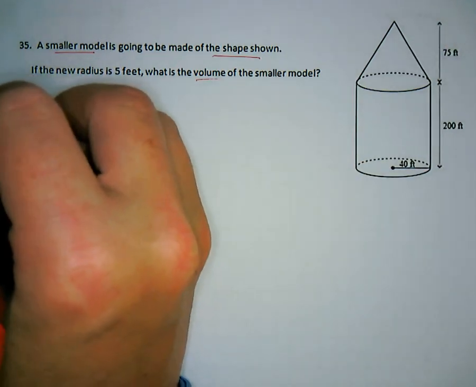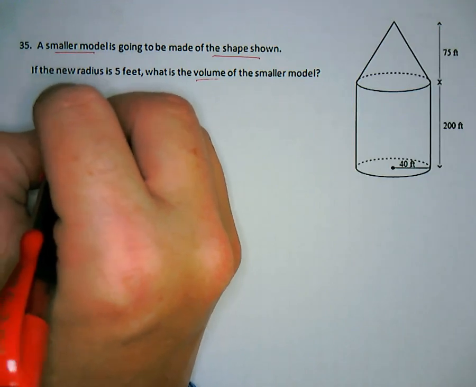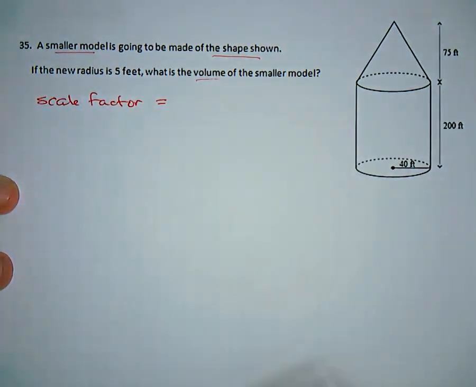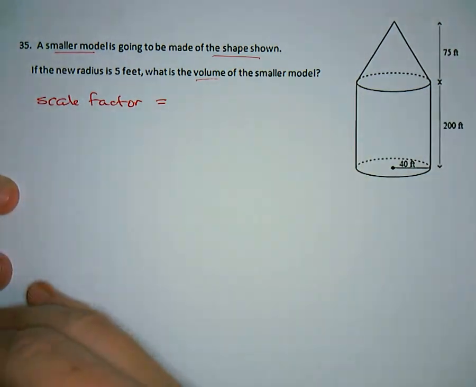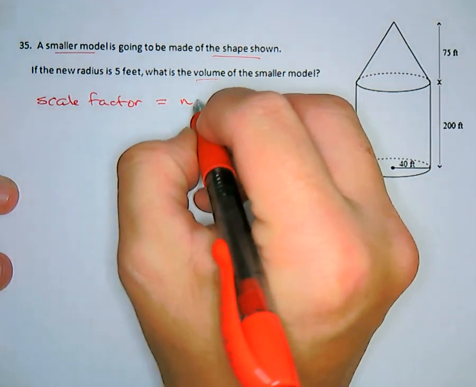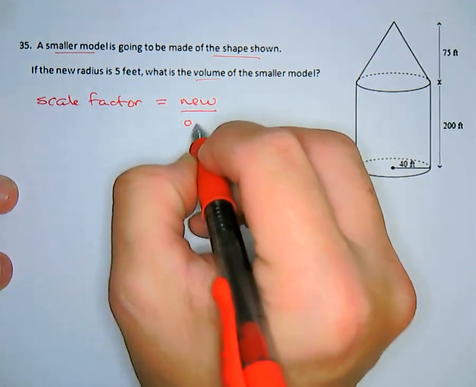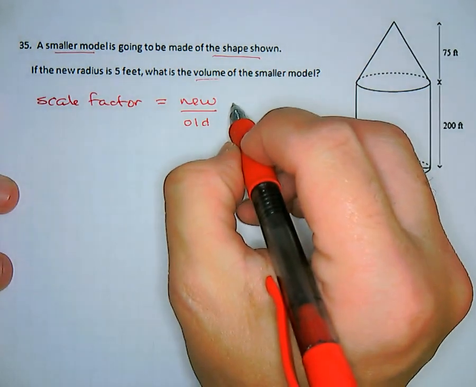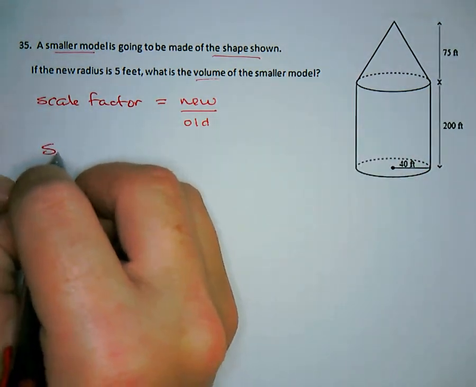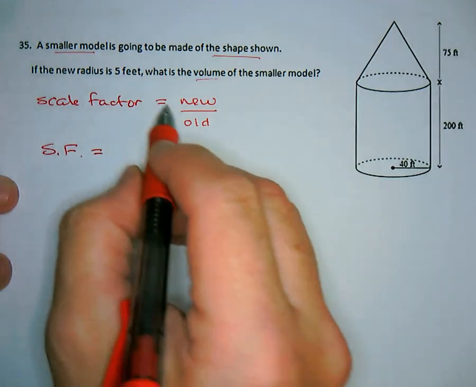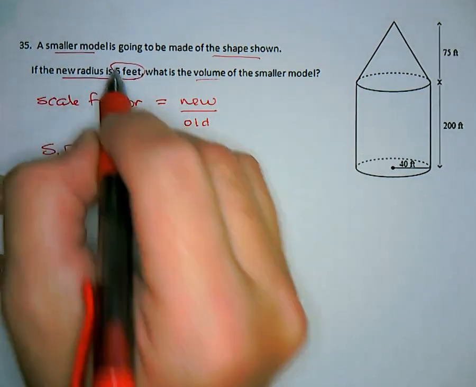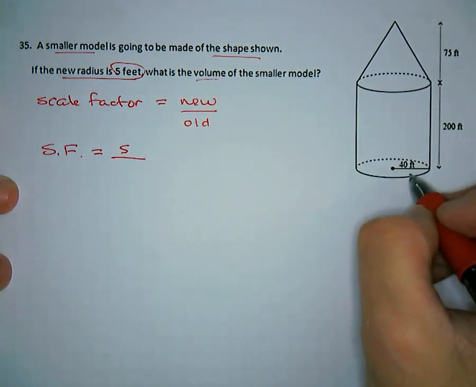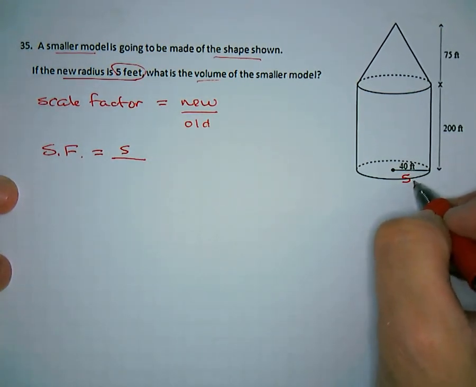So once again, our scale factor is our new divided by our old, our prime divided by our non-prime. So our new divided by our old, or the finish divided by the start, or however you want to think about it. So in this particular case, our new radius is 5 feet. Our current radius, the old radius, is the 40. So we want each one of these to be 5.